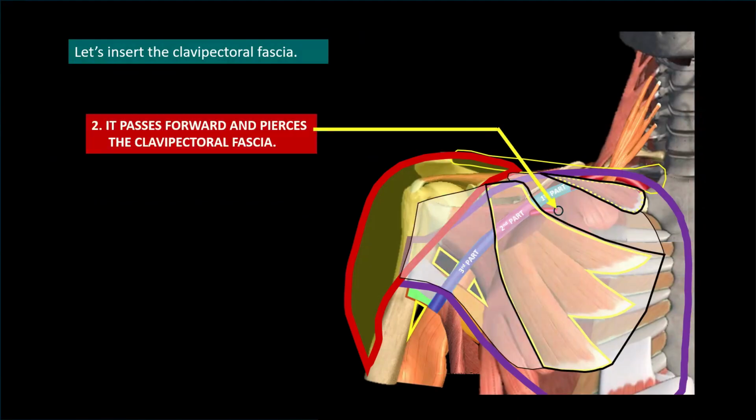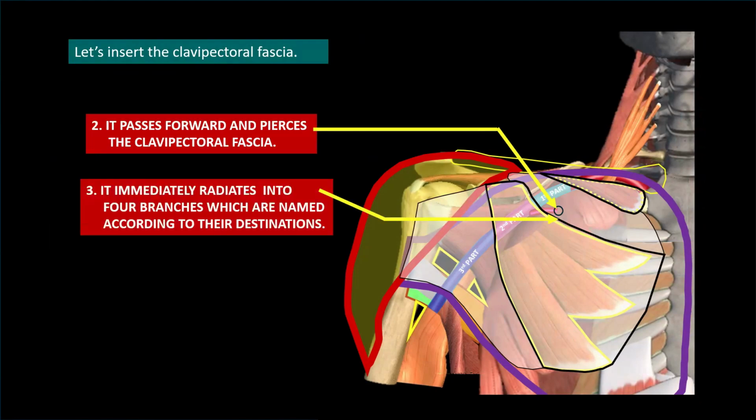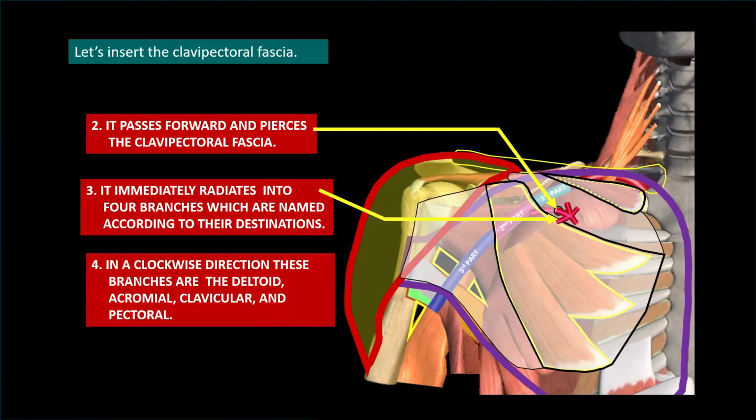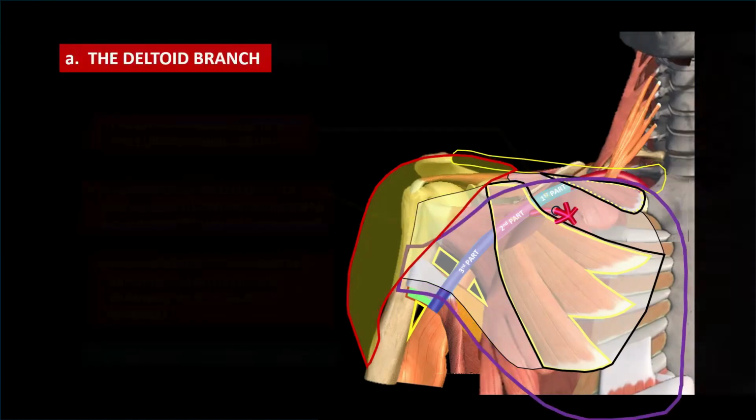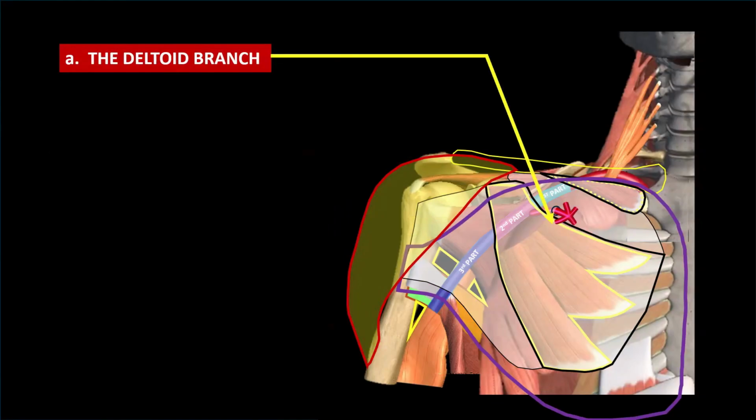It passes forward and pierces the clavipectoral fascia. It immediately radiates into 4 branches, which are named according to their destination. In a clockwise direction, these branches are the deltoid, acromial, clavicular, and the pectoral. Let's study these branches one by one. A, the deltoid branch.